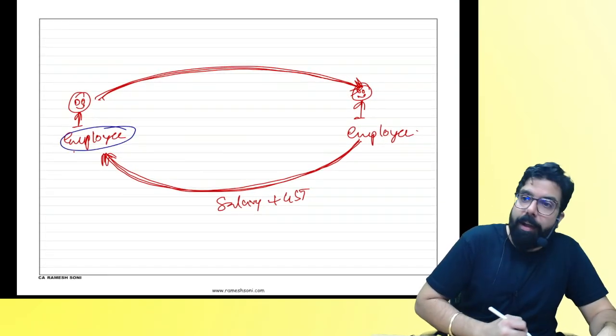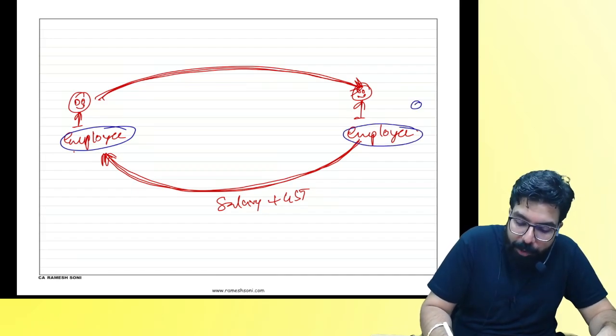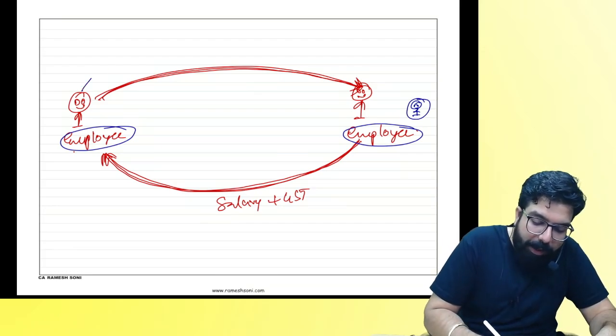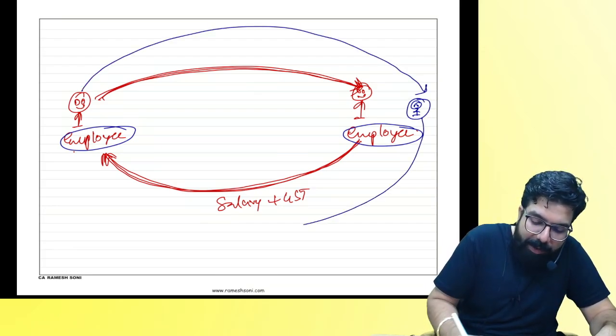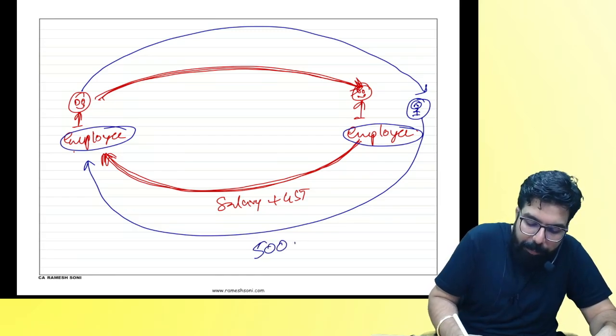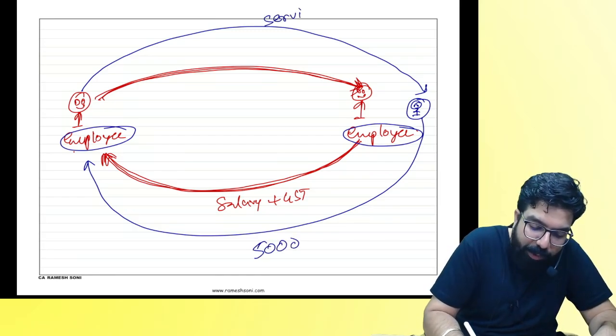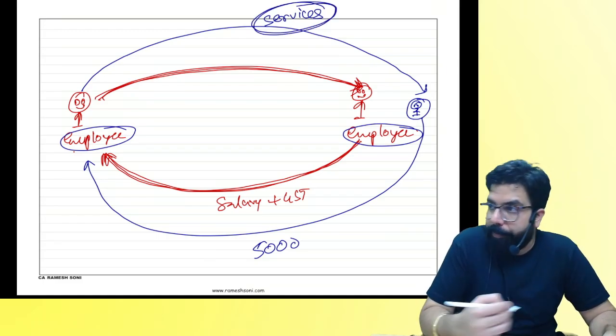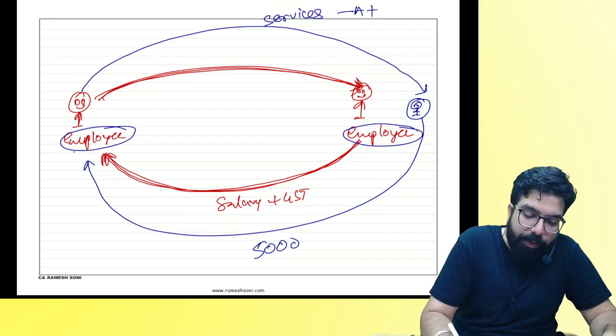I am the employee. This is the employer. This is the employer's son, everyone. Employer told me, can you teach my son? I will give you 5,000 rupees per month. My question is, is this service within employment? Have I done an activity for a consideration in the course of business? Yes.